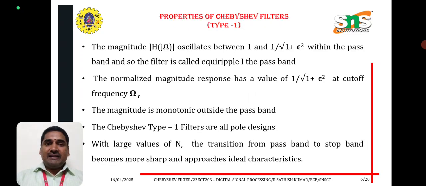Next, properties of the Chebyshev filter. The magnitude oscillates between 1 and 1 divided by root of 1 plus ε² within the passband, so the filter is called equiripple in the passband. The normalized magnitude response has a value of 1 divided by root of 1 plus ε² at the cutoff frequency Ωc. The magnitude is monotonic outside the passband. The Chebyshev type 1 filters are all pole designs. For large values of n, the transition from the passband to the stopband becomes sharper and approaches the ideal characteristics.